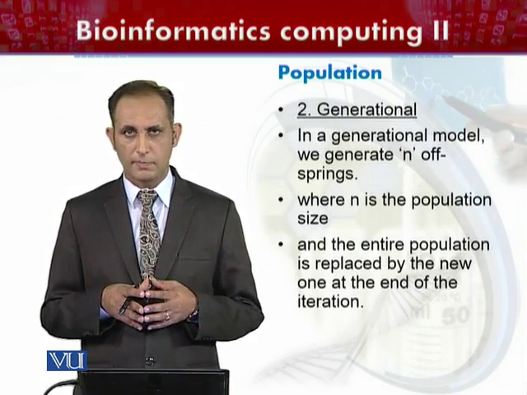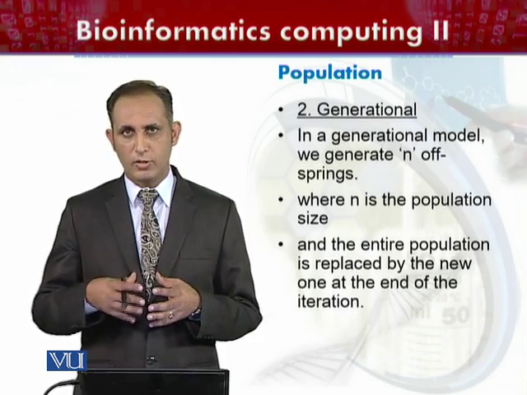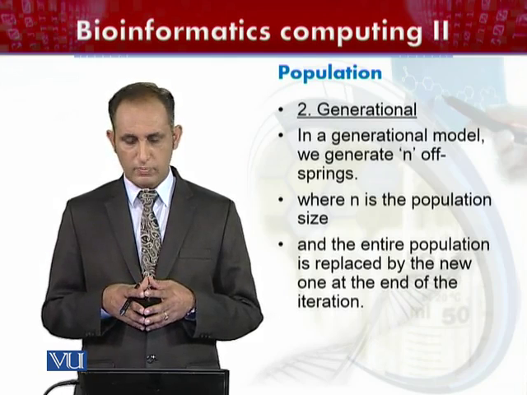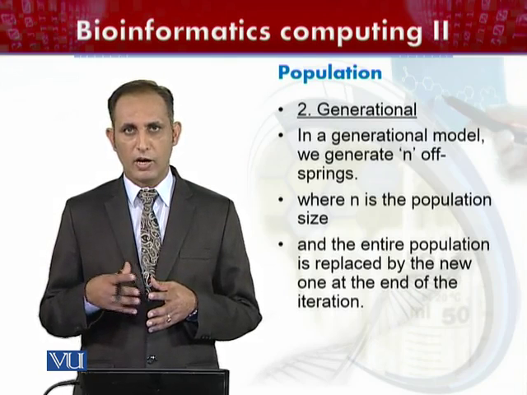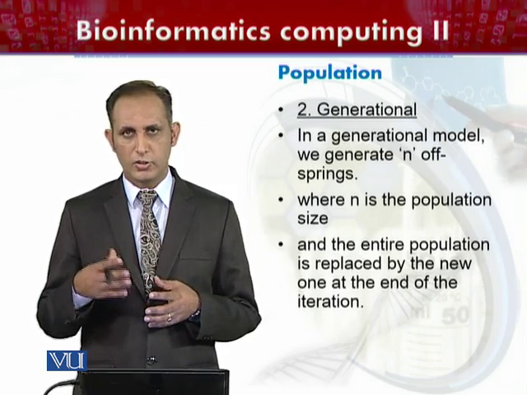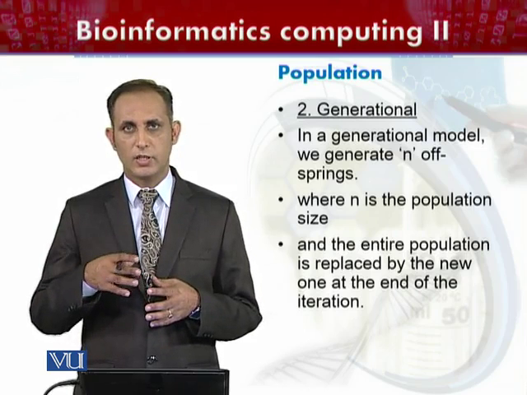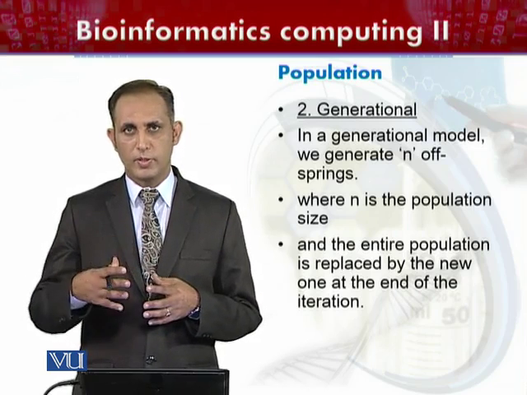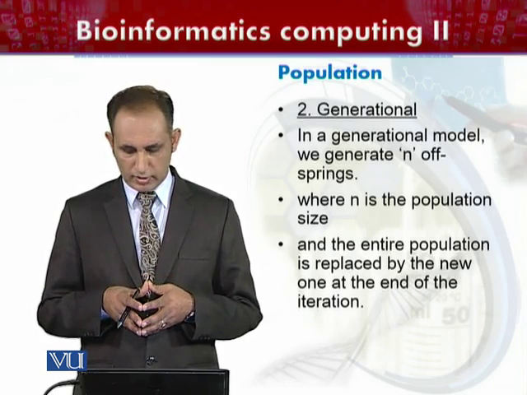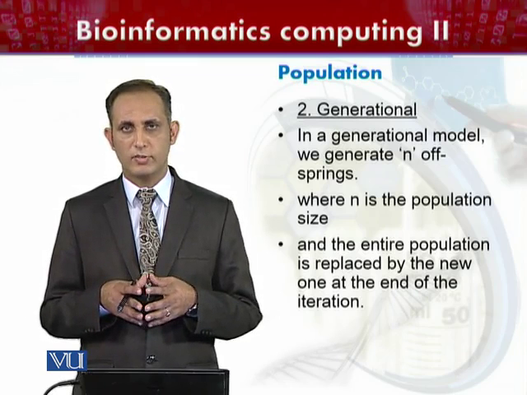The other one is called the generational method. In this method, changes are made at the full generation level. So in the generational model, we generate n number of offsprings in that iteration, where n is the population size in that specific iteration, and the entire population is replaced with the new offsprings in that iteration. So that's why it's called a generational method. So there are different types of population models being used in different types of genetic algorithms.